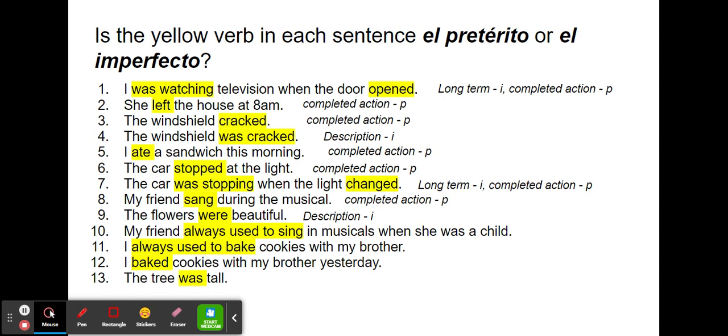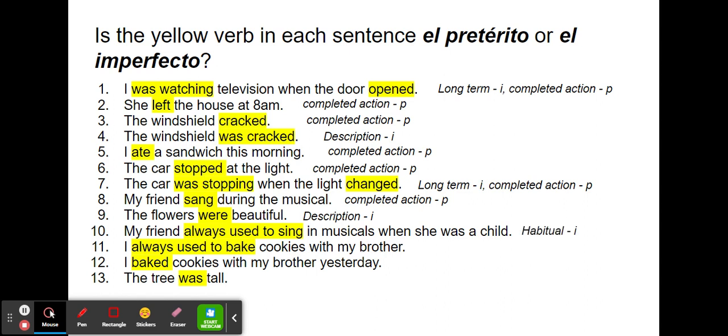Number 10, my friend always used to sing in musicals when she was a child. Now we are talking about a habitual action in the past. We're not talking about a specific moment when my friend sang because she did it over and over again. She always used to sing. So, since there's not a specific ending or beginning and it's something that happened multiple times, that's got to be habitual action, which is imperfecto.